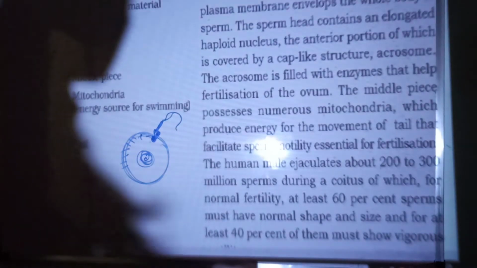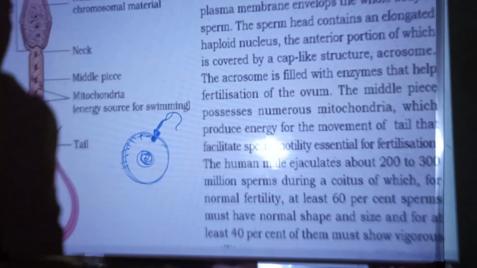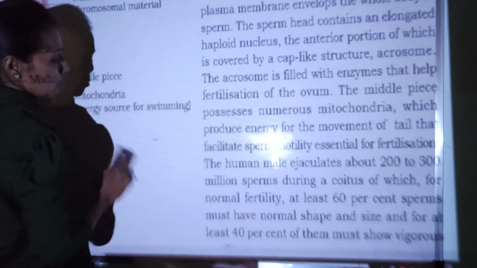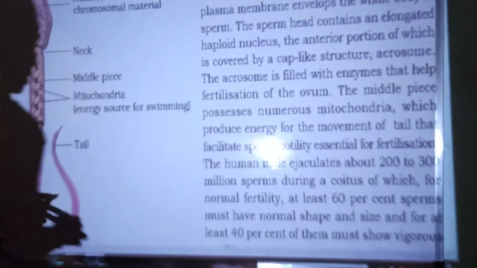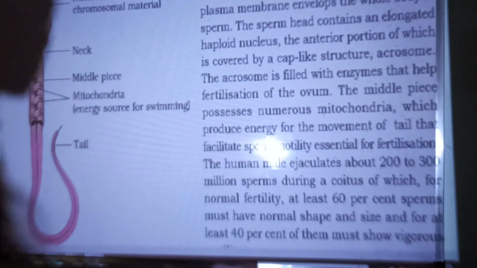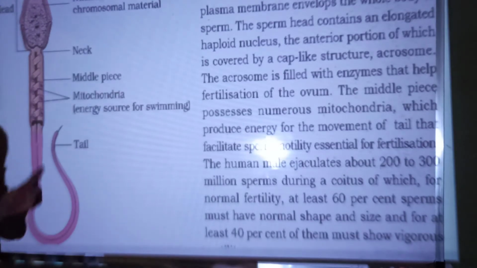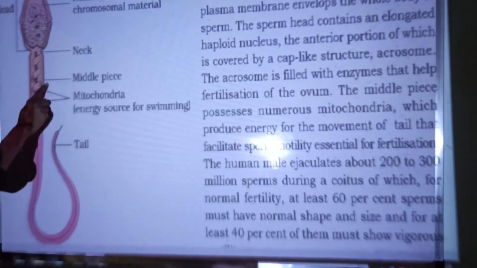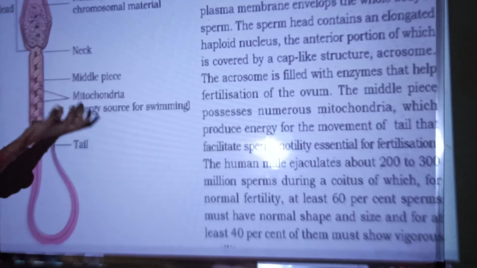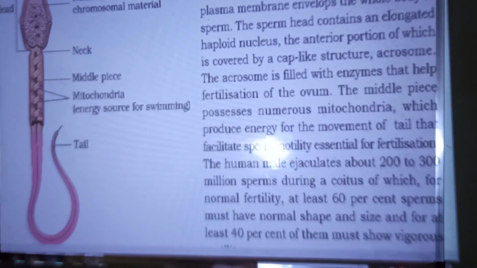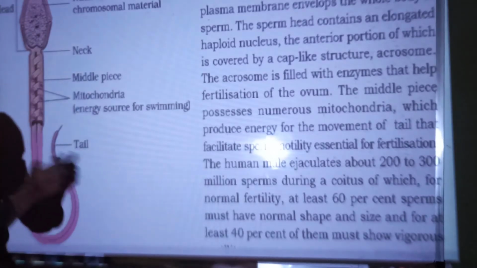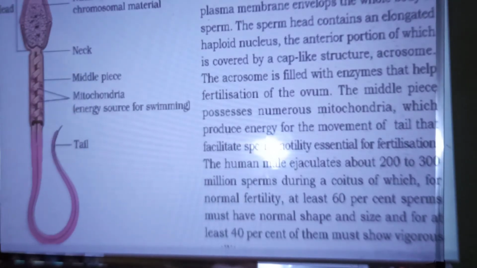Okay, so the middle piece should consist of numerous mitochondria, which produce more and more energy for the movement of the tail. So in the middle piece, the mitochondria are the source of energy, so as to provide more energy for the movement of the tail. And if there is more movement of the tail, that will allow more sperm motility, which is necessary for the sperm to reach the site of fertilization.